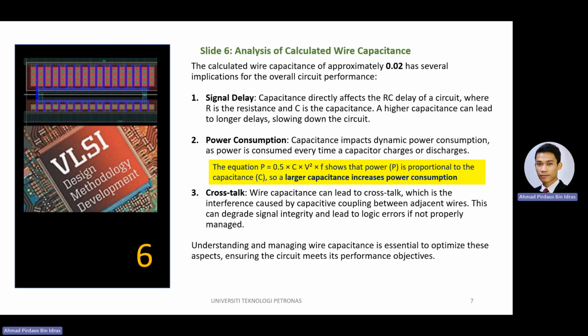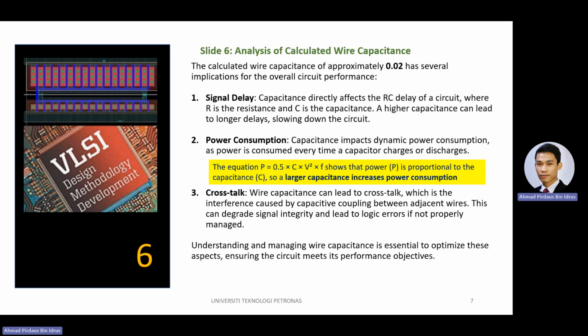For the result, we can analyze this calculated wire capacitance. Back again, that is 0.02. This calculated value has several implications for the overall circuit's performance. The first is signal delay: capacitance directly affects the RC delay of a circuit, where R is the resistance and C is the capacitance. A higher capacitance can lead to longer delays, slowing down the circuit.